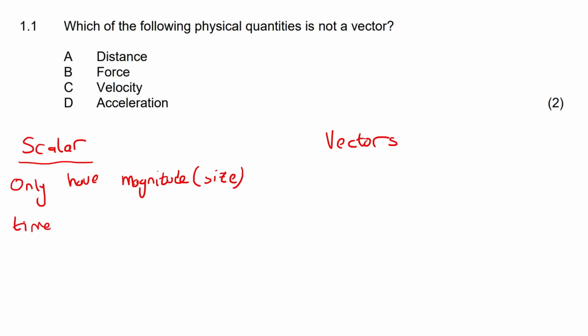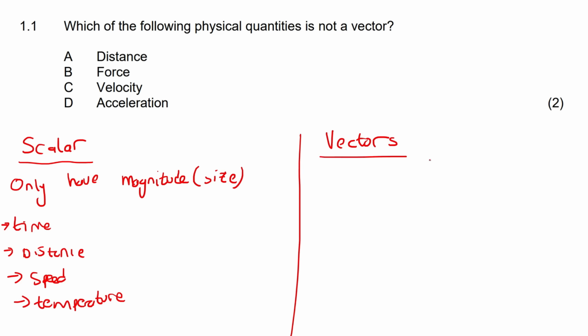If you ask someone, hey, bro, what's the time? They're going to say something like 8:30. They're not going to say 8:30 southwest. They're not going to give you direction as well. They're just going to give you the value. Okay, so time is a scalar. Some other scalars would be distance. What else? Speed. Temperature. If you ask someone, hey, what's the temperature? They're going to say 25 degrees Celsius. They're not going to say 25 degrees Celsius to the left. They're not going to do that, right?